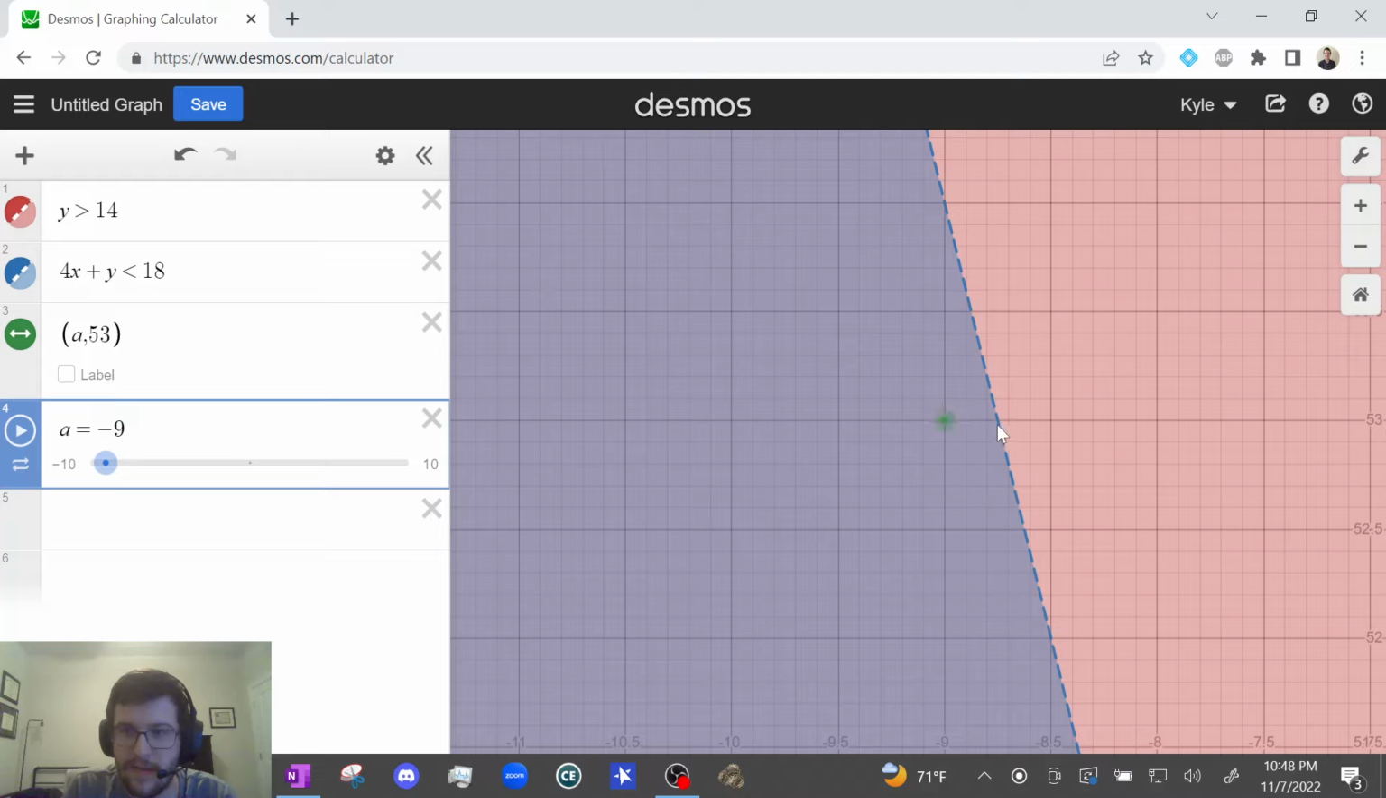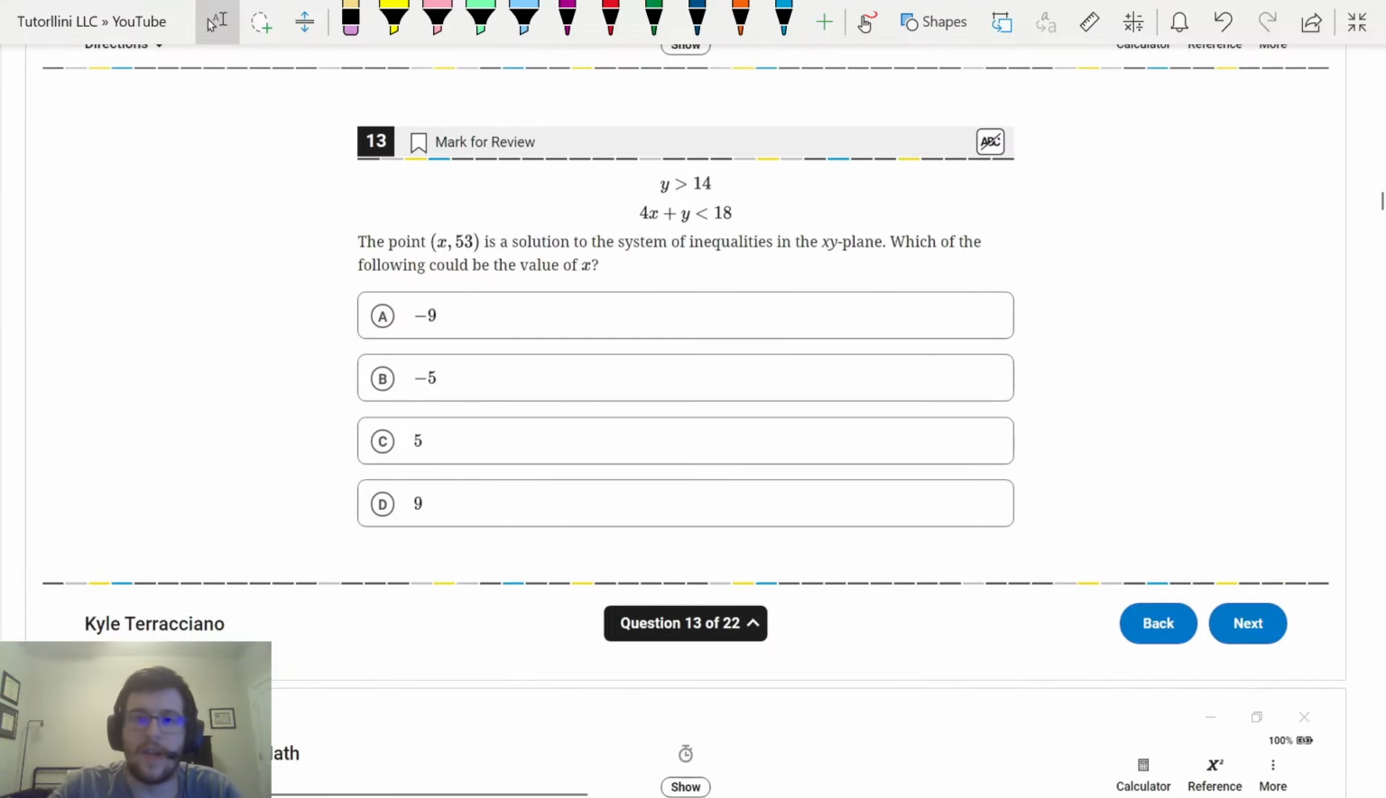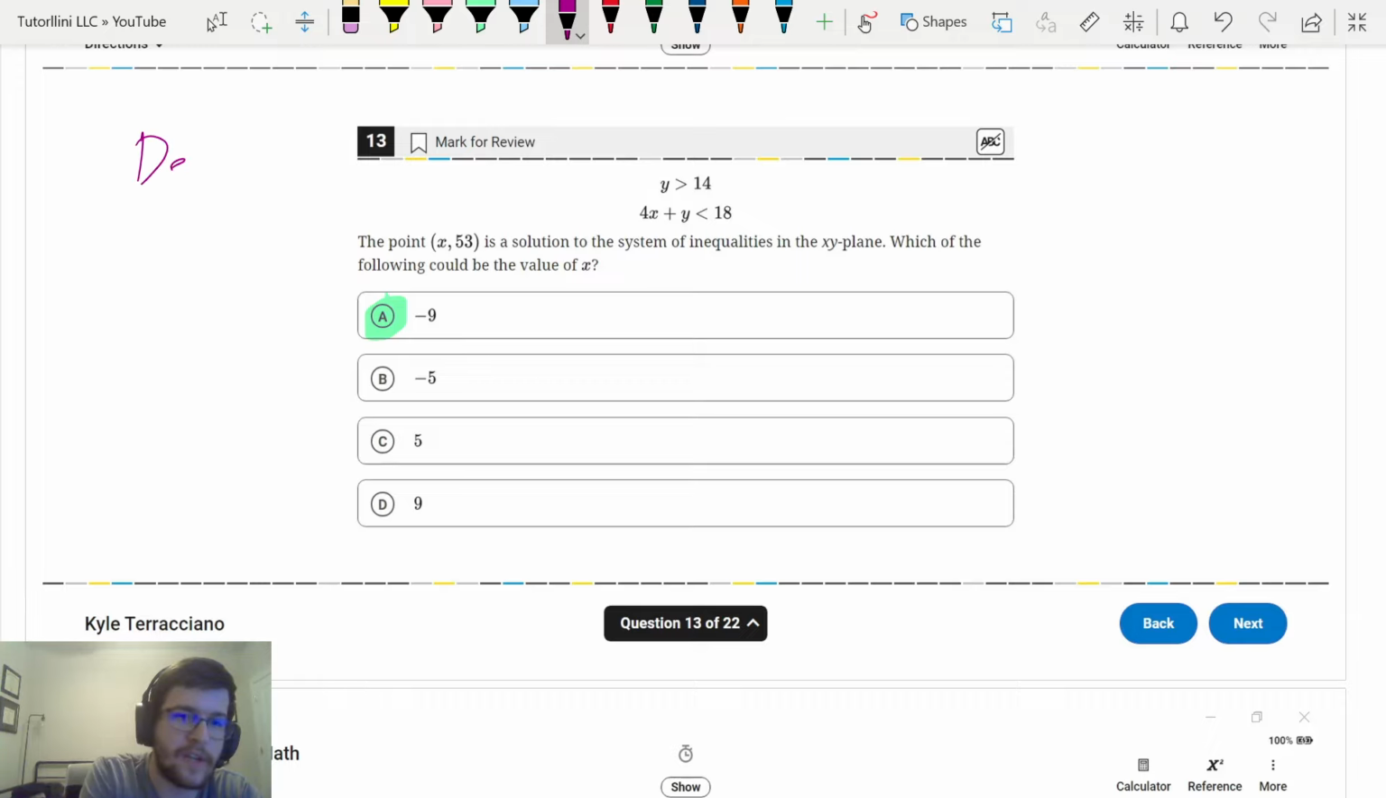Oh, it's good. It's on the left side, in that top left pizza slice. So negative 9 for 13. That's the answer. To me, that was the easiest way to do it: Desmos and just guess and check.